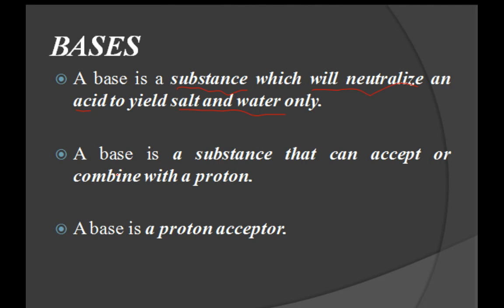So it means that a base is a substance that can accept what? Proton. That can accept proton. Remember, proton, H plus, hydrogen ion. So it must be able to accept hydrogen ion, the proton that is coming from the acid. Do you get it now? That's why we're saying a base is a proton acceptor. It must be ready to accept hydrogen ion that is coming from the acid. Are we clear now? So a base is a proton acceptor. A base is a substance that can accept a proton. A base is a substance which will neutralize an acid to yield salt and water only. Is that clear now? Let's move on.